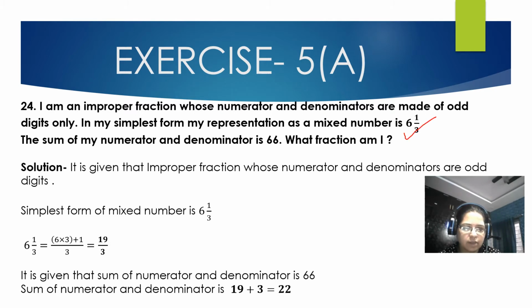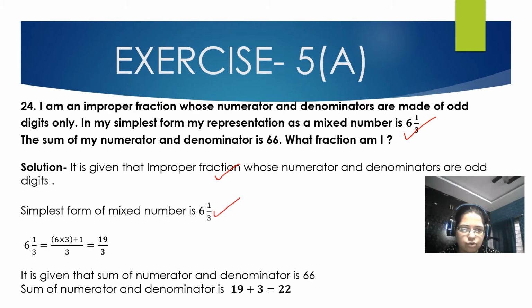It is given that the improper fraction has a numerator and denominator made of odd digits. This is given. And the simplest form of the mixed number is 6 1/3. This is given.